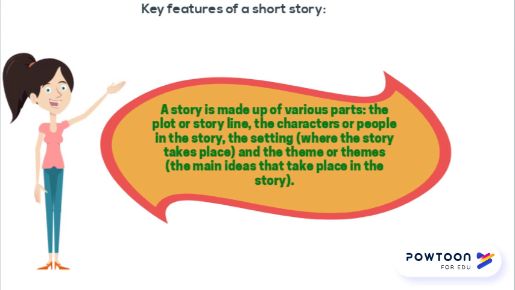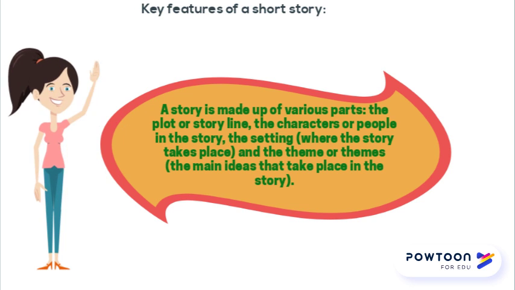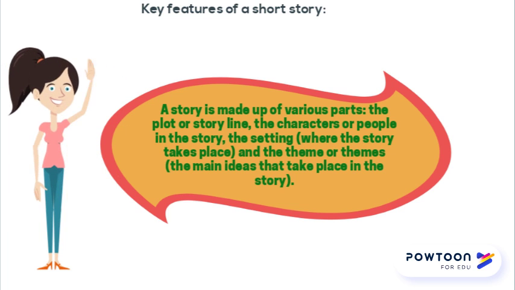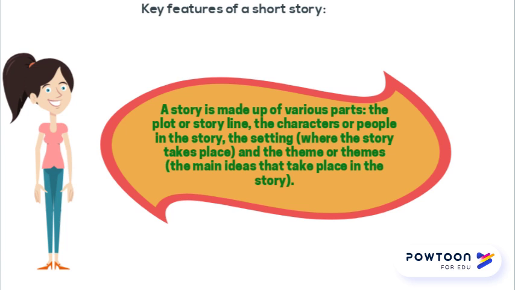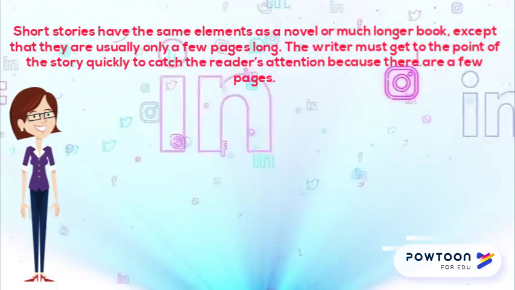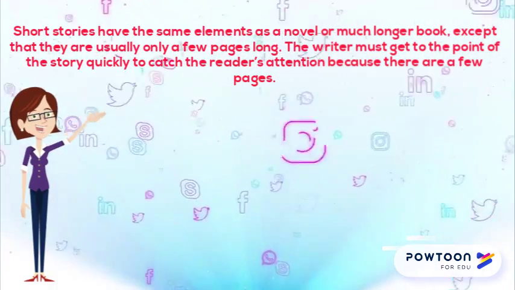Key features of a short story. A short story is made up of various parts: the plot or the storyline, the characters or people in the story, the setting, which is where the story takes place, and the theme or themes, known as the main ideas that take place in the story.